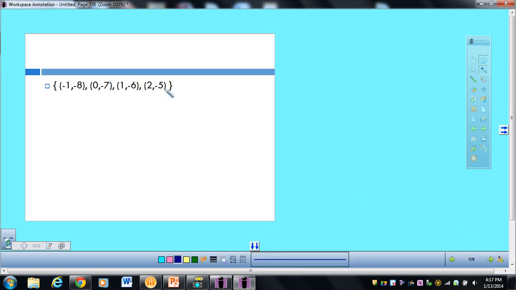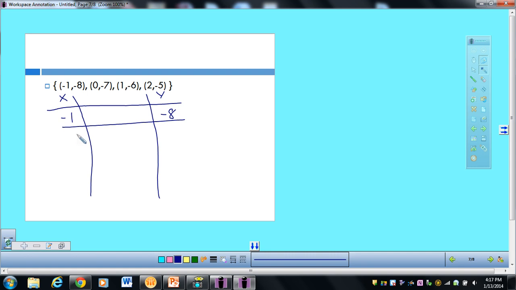Oh, here we go with the relation, okay? So first of all, we're going to have to make our table. And then we're going to go ahead and fill in our x values and our y values. So we had a -1 and a -8. And we had a 0 and a -7. Love those zeros. And we had 1 and a -6. And we had 2 and -5. All right, so let's go to the 0. How did I get from 0 to -7? Well, obviously I subtracted 7.